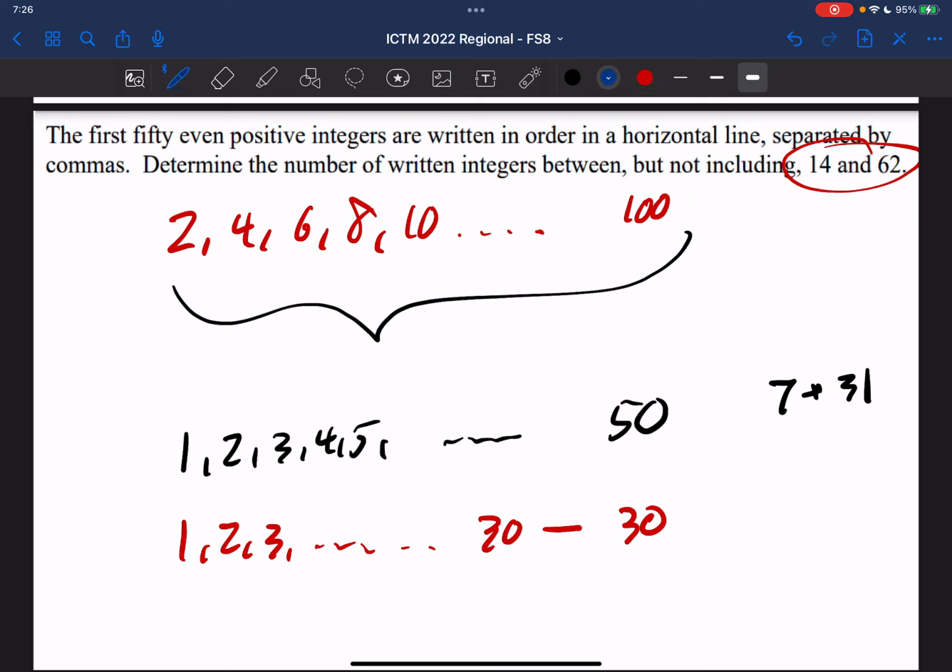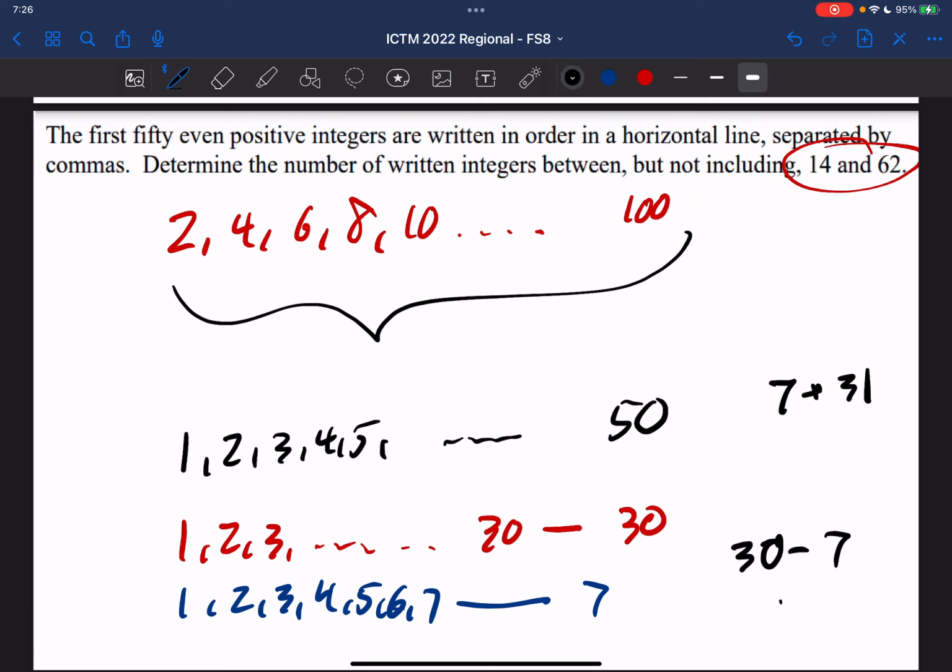But what do we want to take out? We want to take out these numbers here. We don't want to count them. So I got 30 numbers, and I take out 7, and we're left with 23.